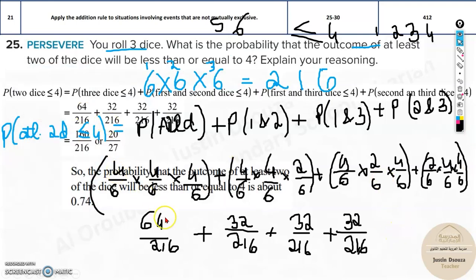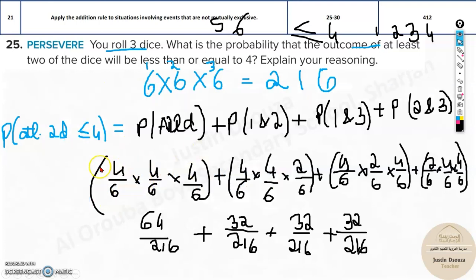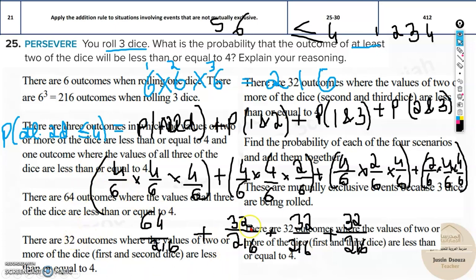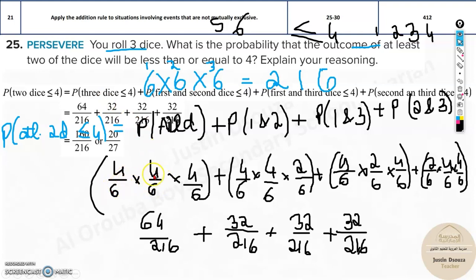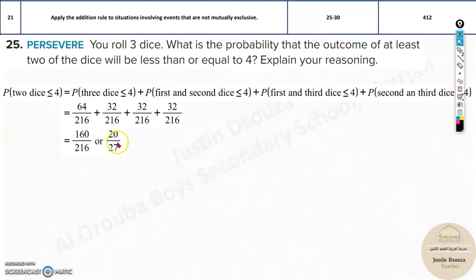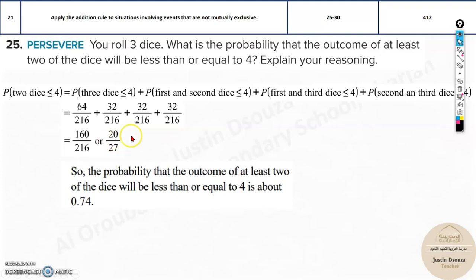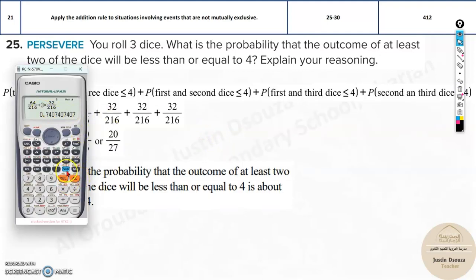Let us see. Now, it's not given exactly why it is 64 by 216. Okay, over here it's explained, I guess. So you can just go through that. But over here you can see 4 by 6 multiplied by 4 by 6 multiplied by 4 by 6 is 64 for all three dice. Whereas for first and second dice only, it will be 4 by 6, 4 by 6. Here, remember, it will not be less than or equal to 4, so it will be the remaining 2 by 6. And similarly, you can solve this. So that is the answer, 20 by 27. The same answer we also got.